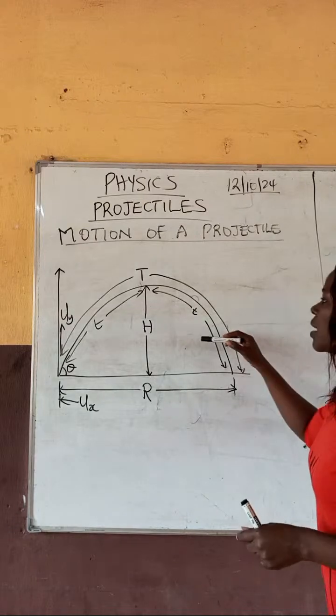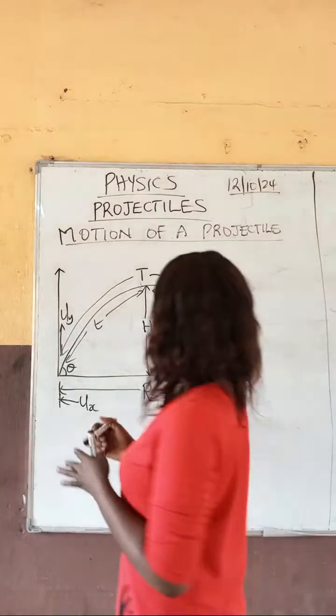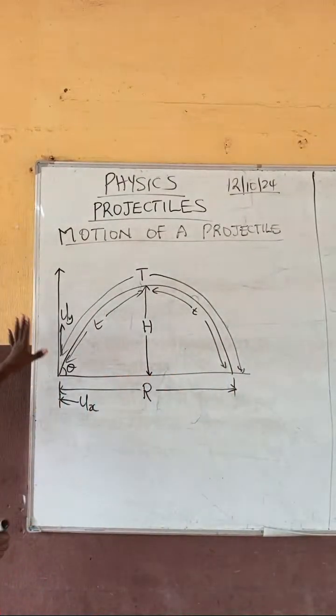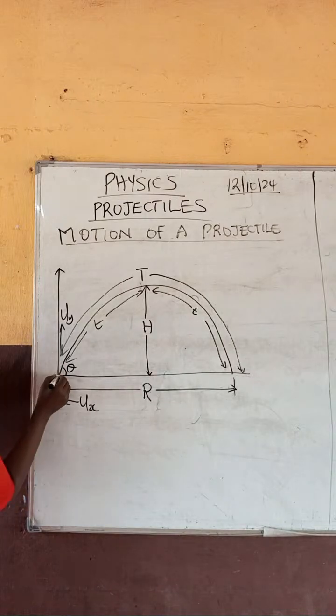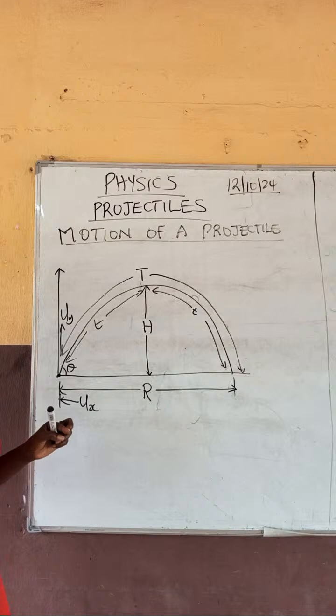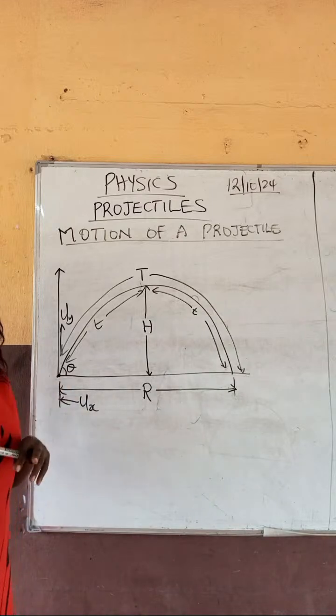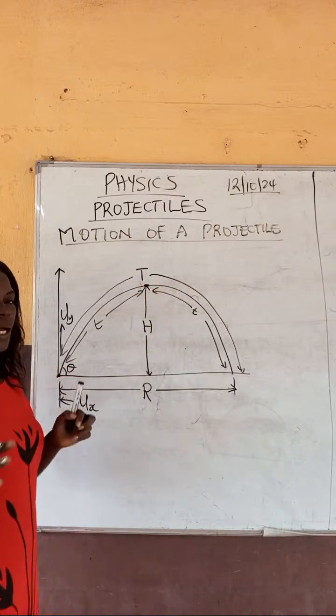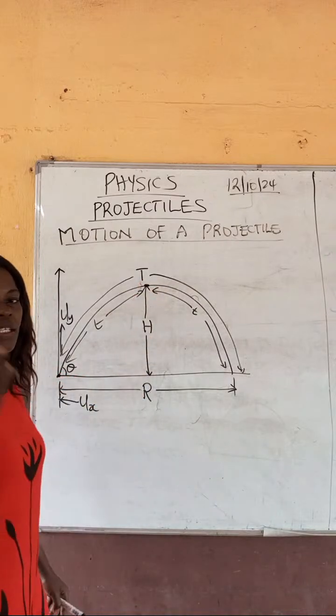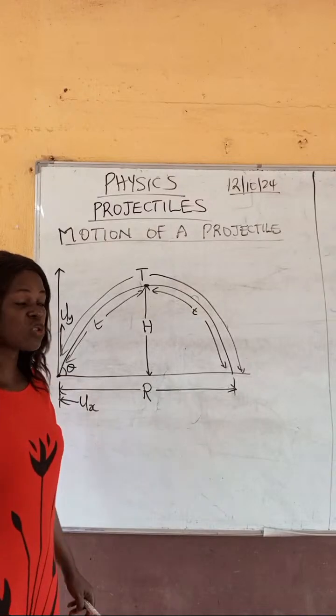Okay, so let's look at what we have. Now, if you see this is the motion of a projectile, how do we explain it? Now, this object here, this is the point of origin. If this object is thrown up, it's going to move and get to this certain point. That is the maximum height at which the object will reach before returning to the ground.